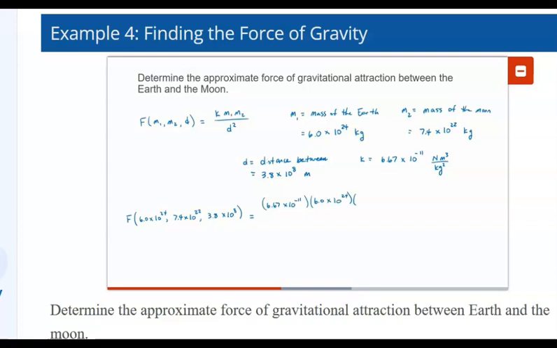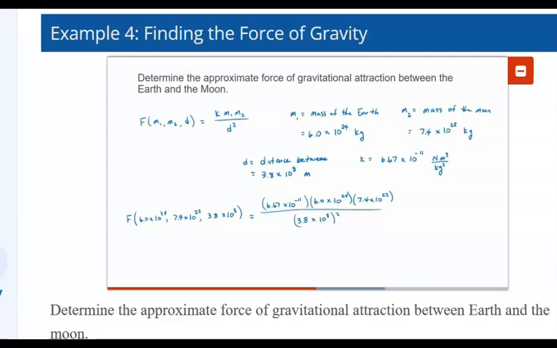Substituting the value for k, we have 6.67 times 10 to the minus 11. Substituting the mass of the Earth, 6.0 times 10 to the 24th. The mass of the Moon, 7.4 times 10 to the 22nd. And divide all of that by the distance squared, which is 3.8 times 10 to the 8th squared. So now all that we have left to do is to carry out these multiplications and this division.